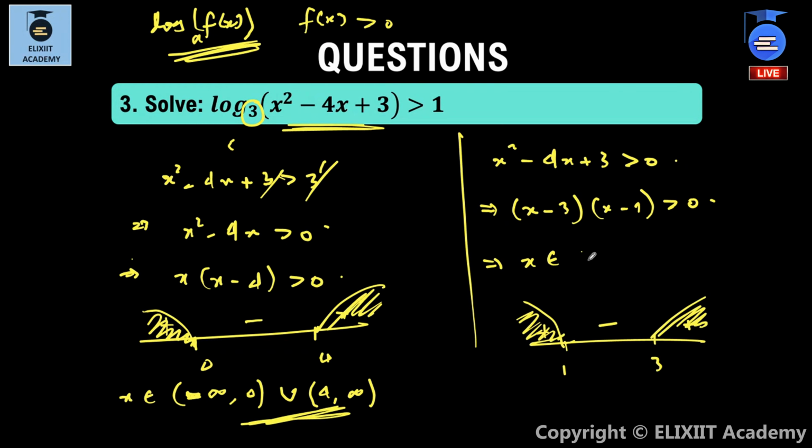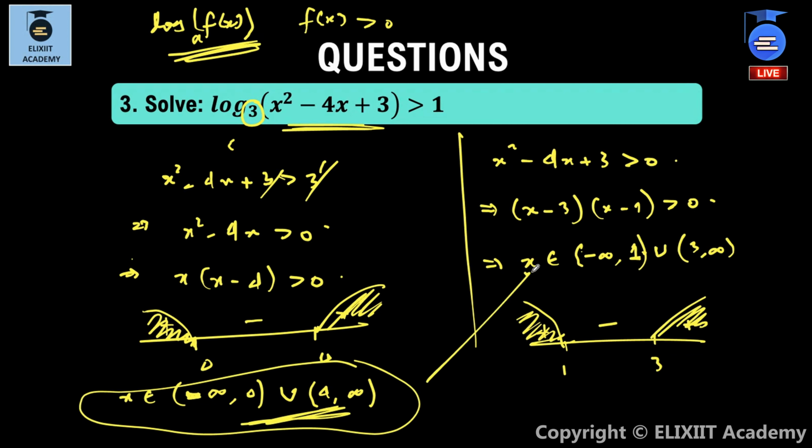So x belongs to minus infinity to 1, union 3 to infinity. Here we have an open interval, which means strictly greater than 0. So we have taken the open interval over here: minus infinity to 1, union 3 to infinity. Clearly we can see from here, this interval is contained in this interval, the domain.